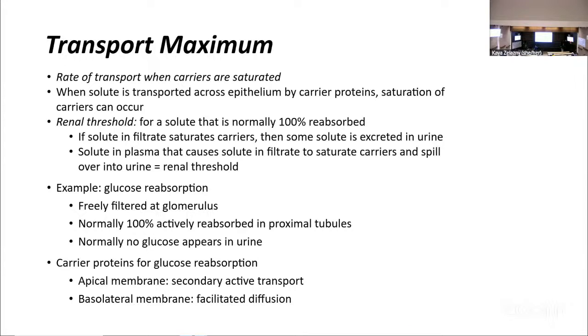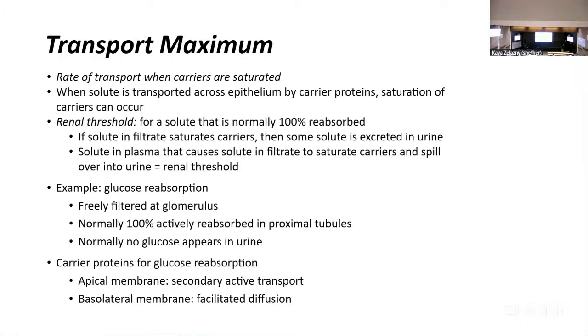So for glucose, it's freely filtered at the glomerulus, which is to say it's just coming through along with our fluid. We don't need any special mechanisms to filter glucose from the plasma into the nephron. It gets in there along with everything else. Normally, we absorb 100% of it in the proximal tubules, returning that glucose to the bloodstream so you can use it to make ATP, which means that usually there's no glucose in your urine. If you do see glucose in the urine, that means we have some spillover, which probably means you have a really high blood glucose level.